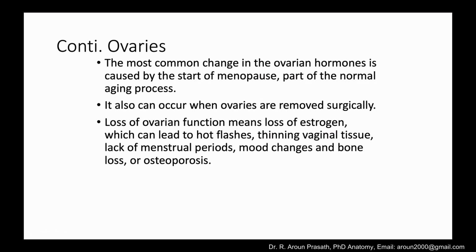The most common change in the ovarian hormones is caused by the start of menopause, part of the normal aging process. Menopause happens at around 45 to 50 years of age in females. This menopause is due to the changes in the hormonal levels, that is estrogen and progesterone.